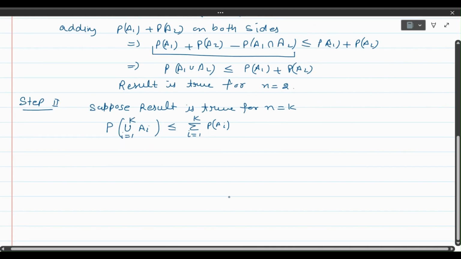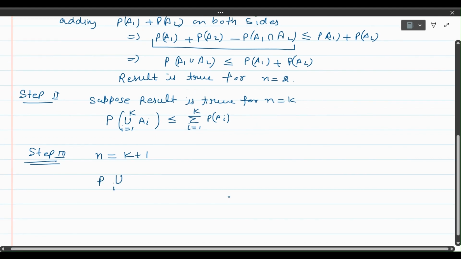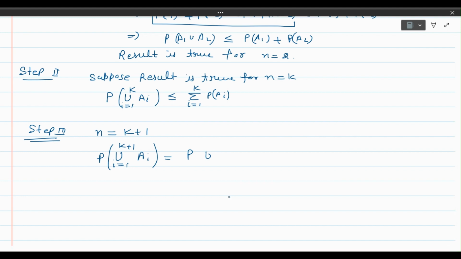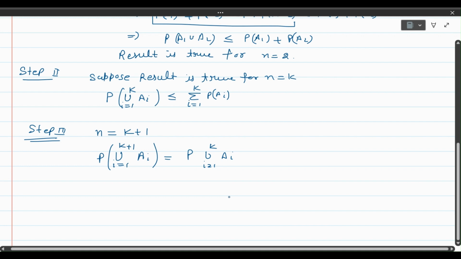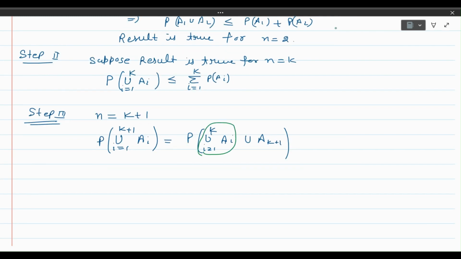Okay. Now third step, we have to prove the result is true for n equal to k plus 1. So the left hand side of our result becomes the probability of the union, i from 1 to k plus 1, of ai. Okay. So I can split this union as the probability of the union of the ai's, i from 1 to k, and union with a k plus 1. Now supposing this event as a1 and this event as a2.